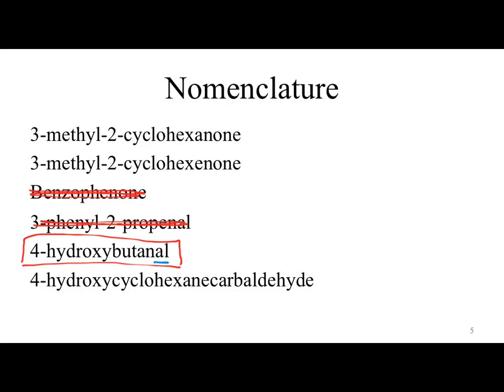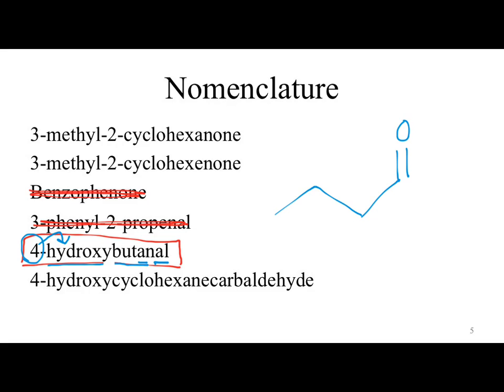Start at the back. AL ending means aldehyde. AN ending, just single bonds. The butane means 4 carbons. Hydroxy means an OH. Remember how I said based on priority we may end up shifting in other names for each of those pieces. And then the 4 would refer to the position of the hydroxy. So if we put it all together, we get 4 carbons, 1, 2, 3, 4.